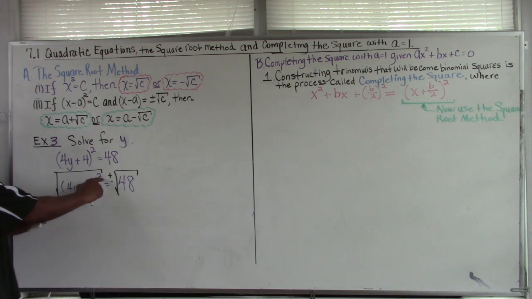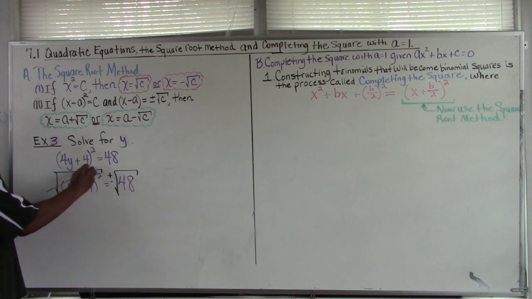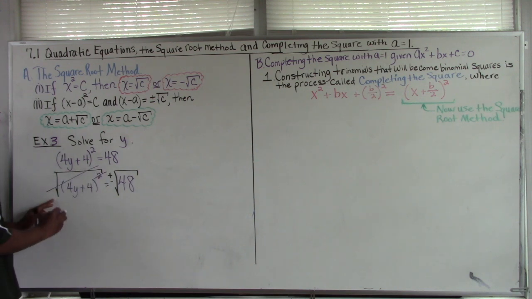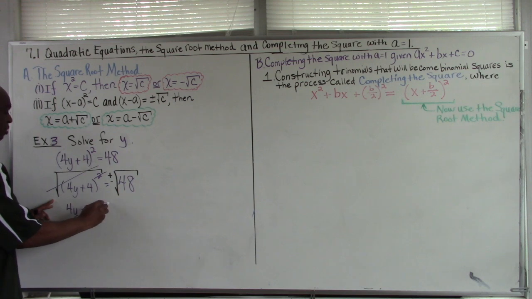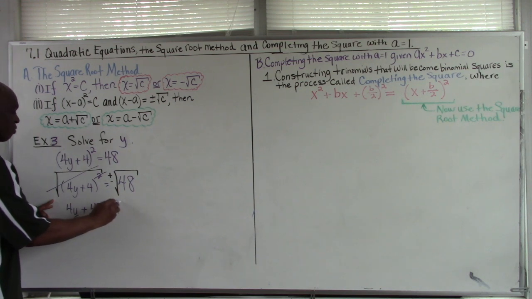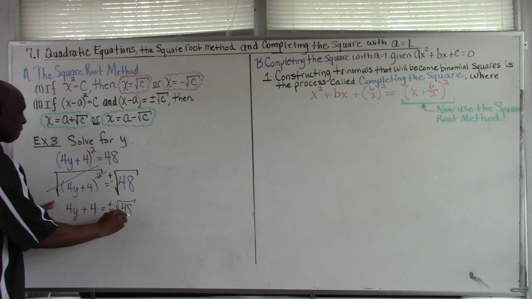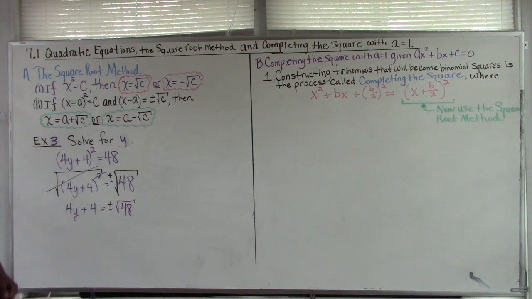The square root and the square cancel out, and I'm left with 4y plus 4. And that equals plus or minus the square root of 48. So far so good?